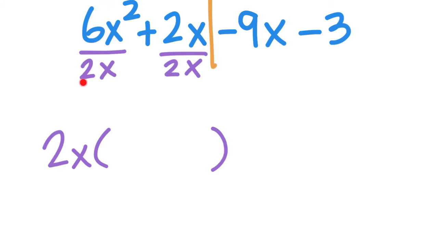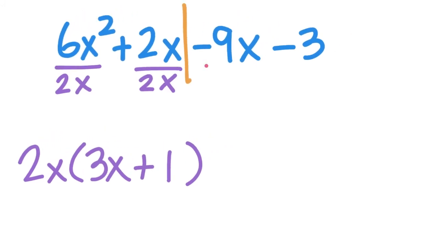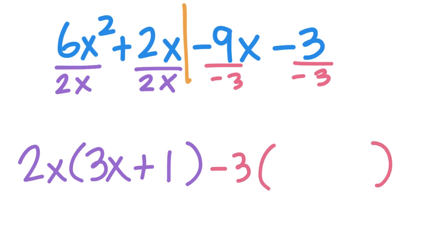6 divided by 2 is 3, and then one of the x's is going to cancel out. So I have 3x. And then here, 2 divided by 2 is 1, the x's cancel out, so I just have plus 1. Okay, now on the other side of that line, I notice that they're both negative, so we're going to divide by a negative number, and it looks like it's going to be 3. So let's write down our negative 3, and then let's see what happens when we divide. Negative divided by negative is a positive, so that'll be positive 3x. And then same thing here, negative divided by negative is a positive, so plus 1.